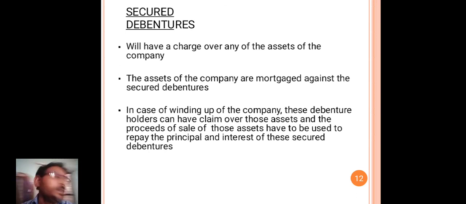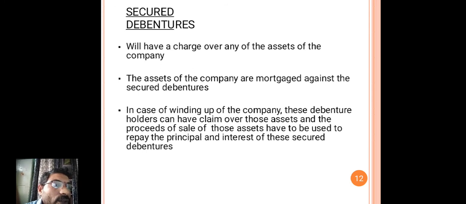Secured debentures. Secured debentures will have a charge on any of the assets of the company. The assets of the company are mortgaged against the secured debentures. In case of winding up of the company, these debenture holders can have claim over those assets, and the proceeds of sale of those assets have to be used to repay the principal and interest of these secured debentures.